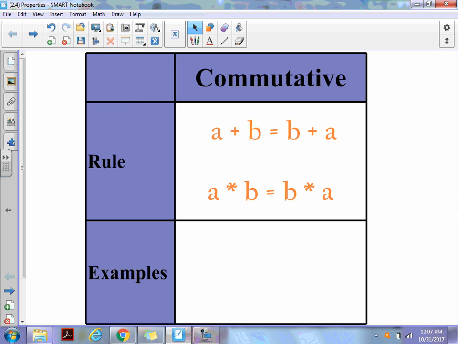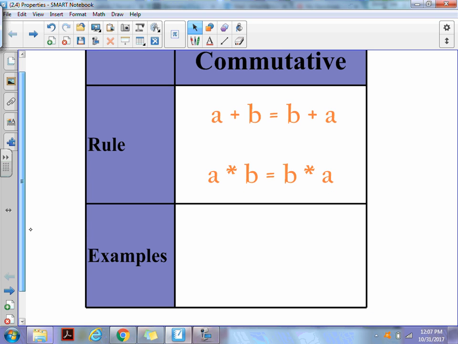So, list of properties. We need this before we can start our proofs. First one is the commutative property, which you guys should know from before. Commutative property basically says the order in which you add or multiply doesn't matter. Okay, that's why I have them both right there.